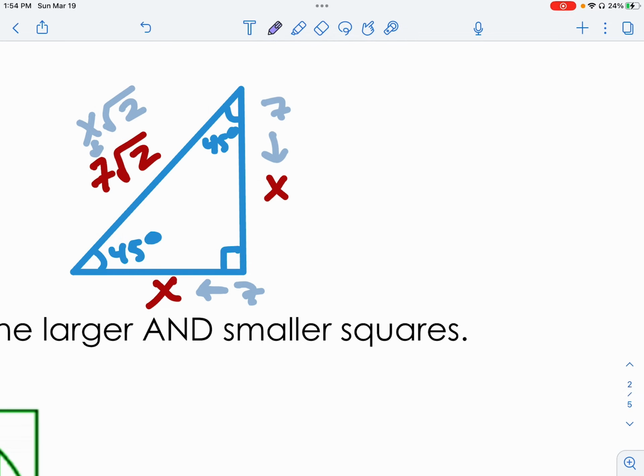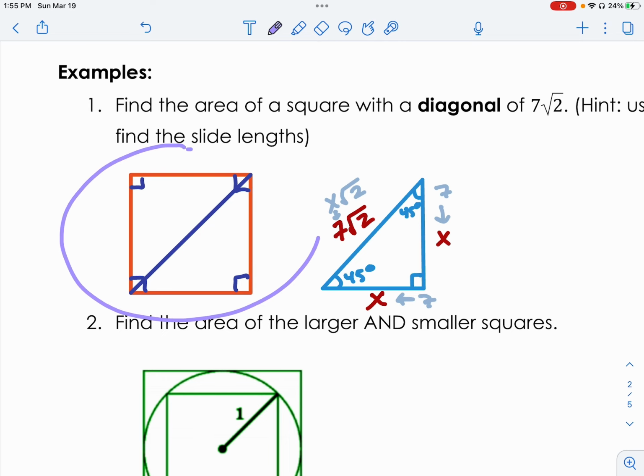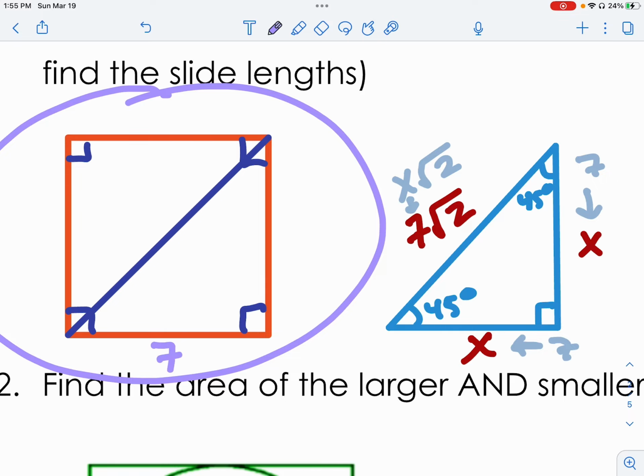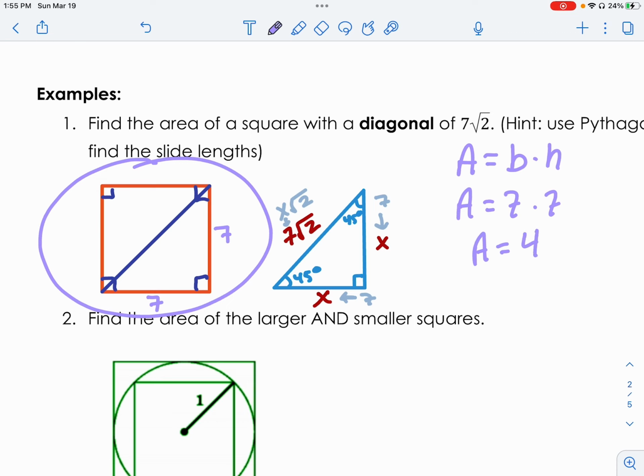And our whole objective was to find the area of our original square here. So we know that this is 7, this is 7. That is our base, that is our height. So area equals base times height. Well, using Pythagorean theorem or using our 45, 45, 90 logic, we were able to find the base of 7 and the height of 7. So the area is 49.